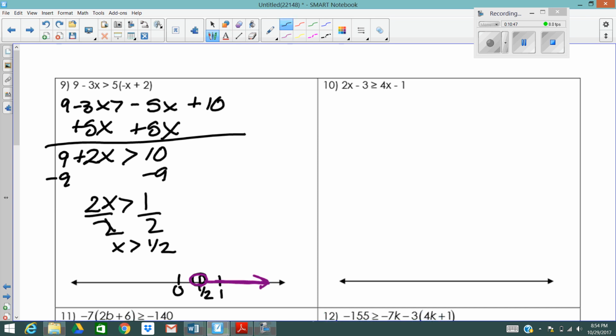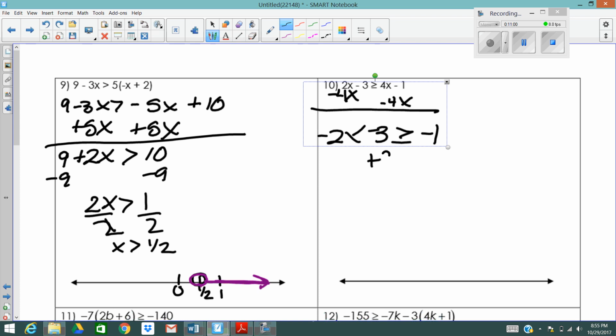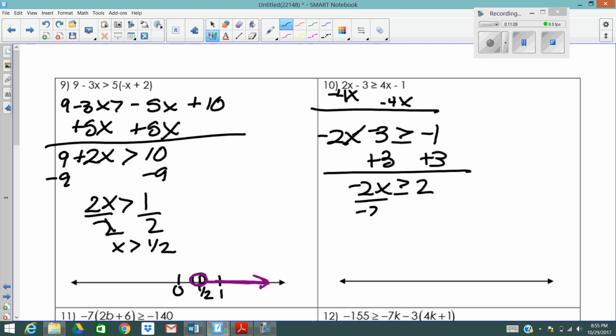Number 10, variables on both sides, so I'm going to get rid of the 4x on the right side. So now I have negative 2x minus 3 on the left side is greater than or equal to negative 1. I'm going to add 3 to both sides. So I get negative 2x is greater than or equal to 2. Divide both sides by negative 2. So we get x is less than or equal to negative 1. I have to flip the sign since I divided by negative.